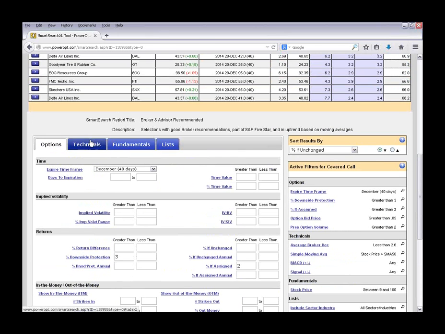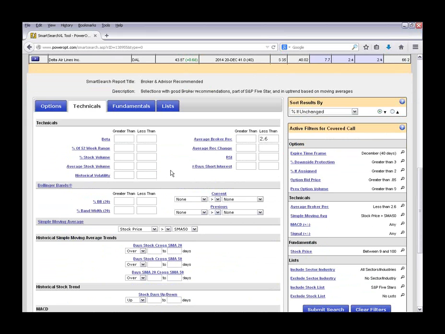Next, we have our technicals. All right, so our stock technicals, where you'll find things such as beta. And, how often does your stock move compared to the movement of the S&P 500? Things such as the average broker recommendation, percent of 52-week range. Again, some of you might want to look for covered call opportunities on stocks that are hitting a new high. Some of you may look for covered call opportunities on stocks that are hitting a new low, thinking that they're going to rebound back in time.